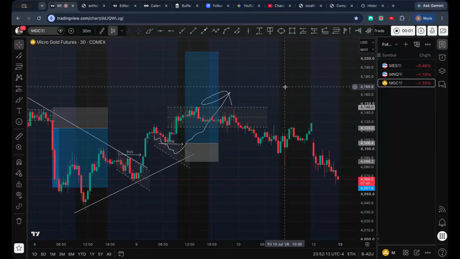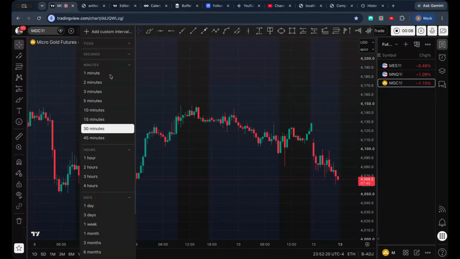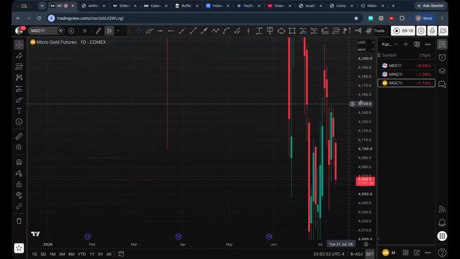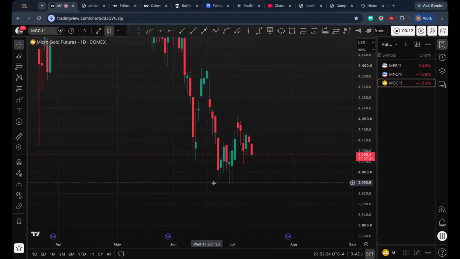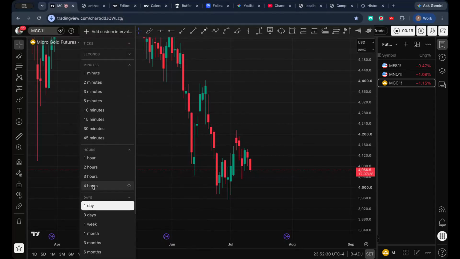Okay, guys, we're looking at gold. What we're going to do is remove the drawings and have a look at the higher time frame, get a bit of perspective. We've got bearish momentum kicking in, so let's go down to the 4-hour chart.